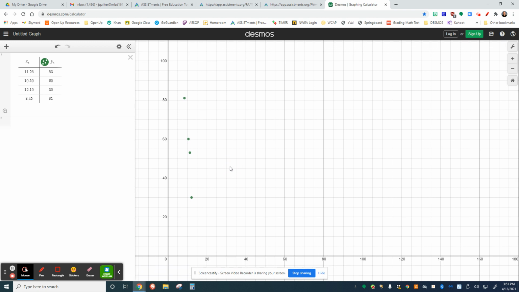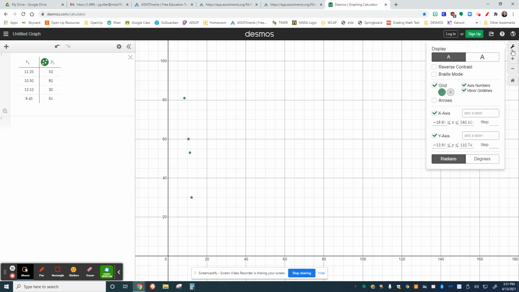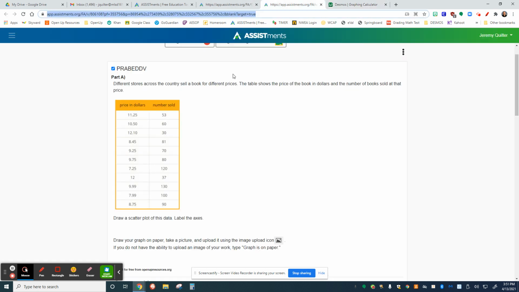Now here's the other thing: you want to make sure that you label your axes. So click on the little wrench in the upper right hand corner. The x-axis we see is the price in dollars, and then the y-axis is numbers sold. Given the data that's here, price in dollars is the first column that's given, so that would generally be the x-axis, and then the number sold would be the y-axis because it's the second value that's there.